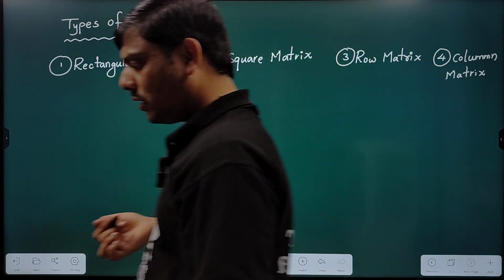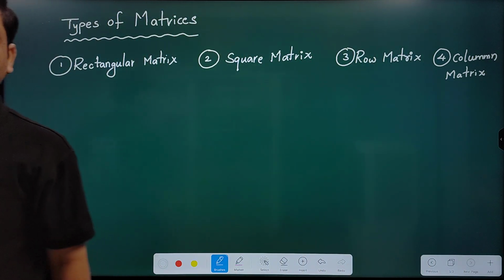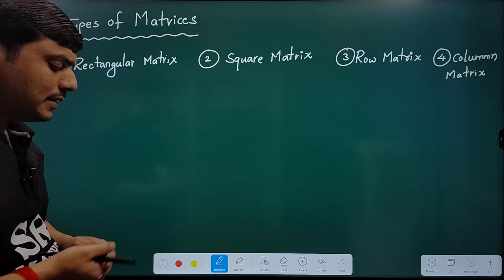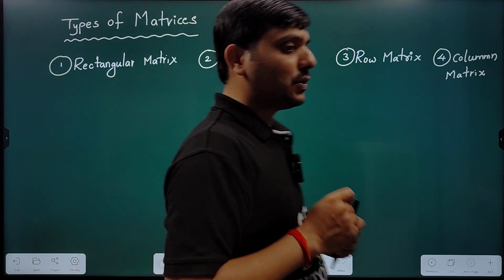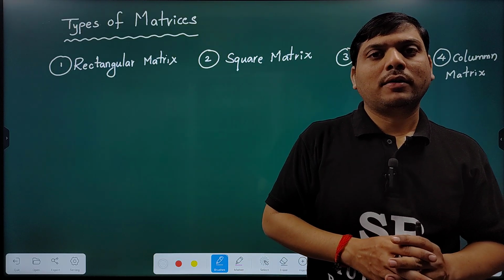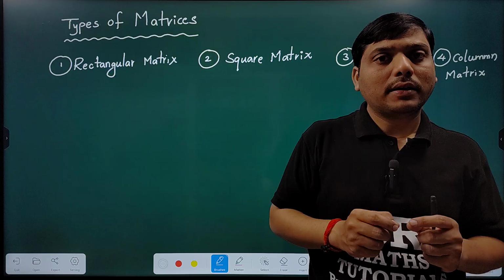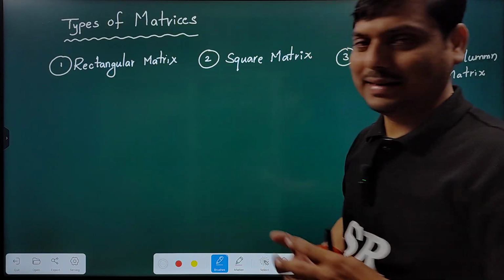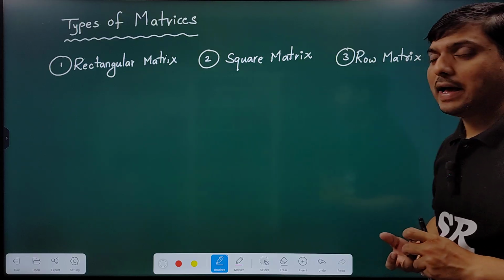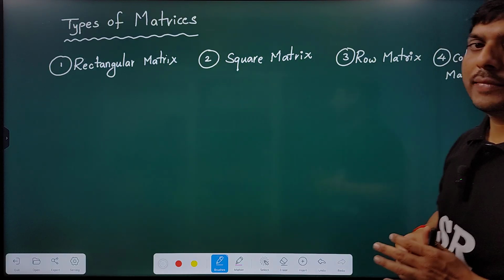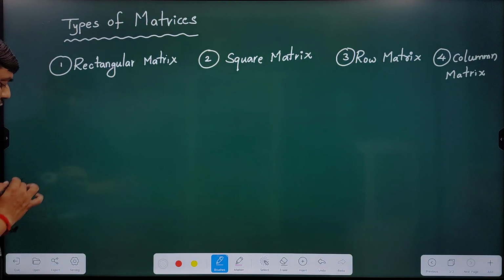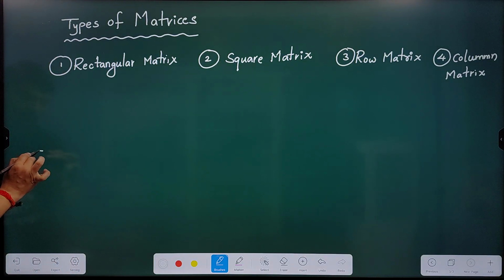Which matrix is called rectangle, square, row, and column matrix? Listen students, these concepts all depend on the order of a matrix. Which order of a matrix is called rectangle, which order is square, as well as row and column. For example, I am taking some matrices here. Listen.